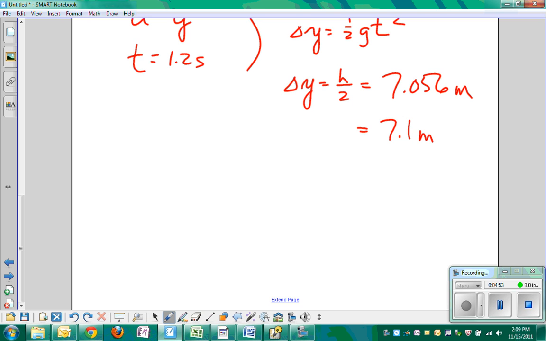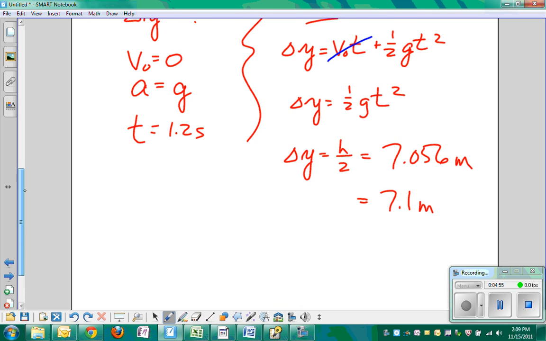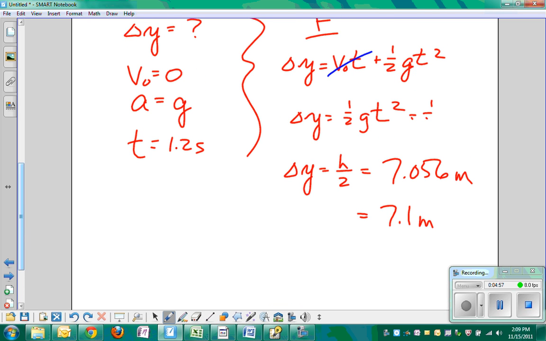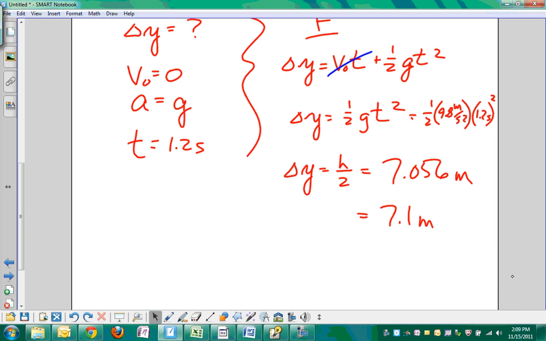All right, we did that just putting in the numbers up here. I didn't do the substitution. One half times 9.8 meters per second squared times 1.2 seconds squared. Second squared cancels second squared, and we end up in meters. Okay, cool.